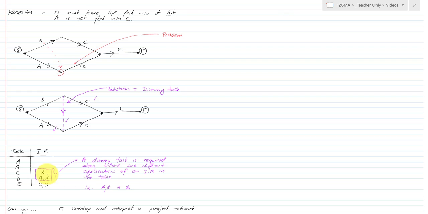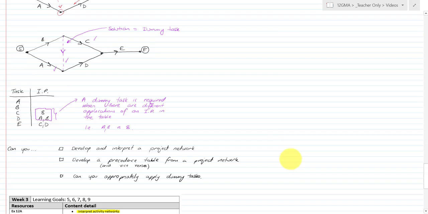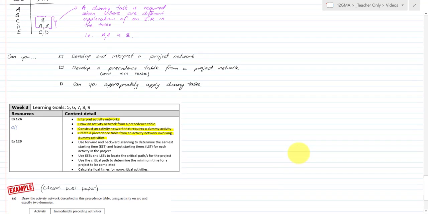Generally speaking, you're going to see them pop up in some harder questions, and I've got an example below I'll go through. But first of all, can you develop and interpret a project network, develop a precedence table from a project network, and vice versa? And can you appropriately apply dummy tasks as needed? And do you know when they're needed? And that's the end of week 3. That's the end of 12A.